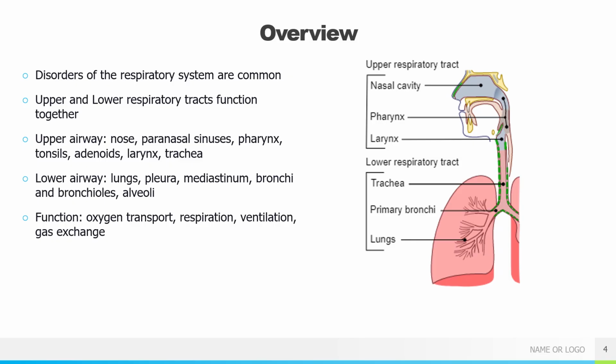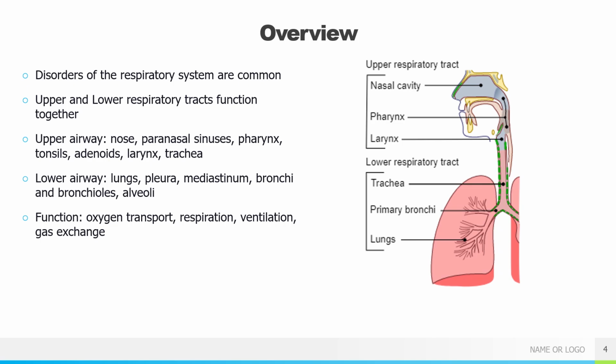The respiratory system, again, is divided into the upper and lower respiratory tracts, which work together to move air into the lungs and facilitate gas exchange. The upper respiratory tract includes the nose, paranasal sinuses, pharynx, tonsils, adenoids, larynx, and trachea. These structures filter, warm, and humidify inspired air, while also serving as the first line of defense against pathogens through mucus production and ciliary action.